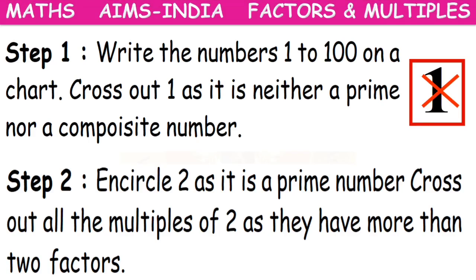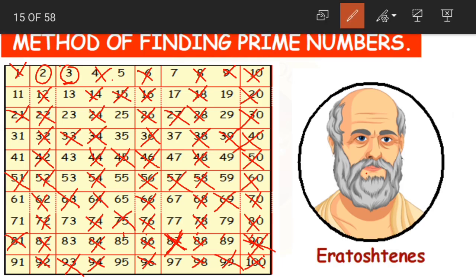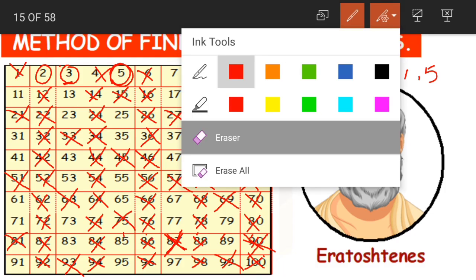So what are they saying? Now the next uncircled number is 5. So we need to circle 5. Why? Because 5 is our prime number. Yes or no? The only factors of 5 are 1 and 5. So 5 is our prime number, and then we have to cross out all the multiples of 5.